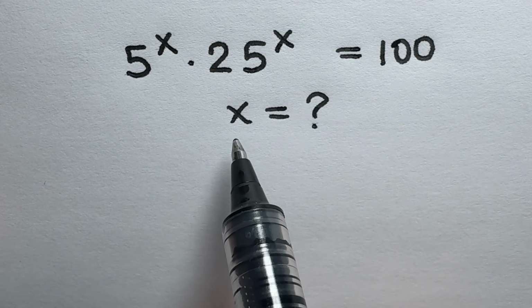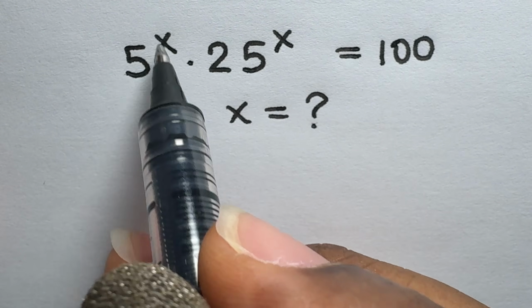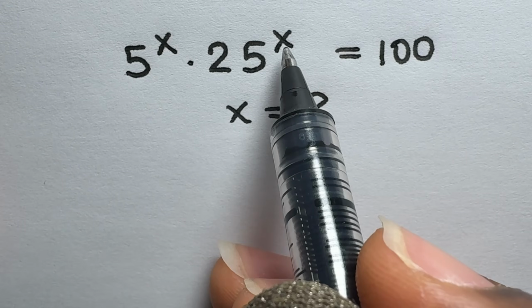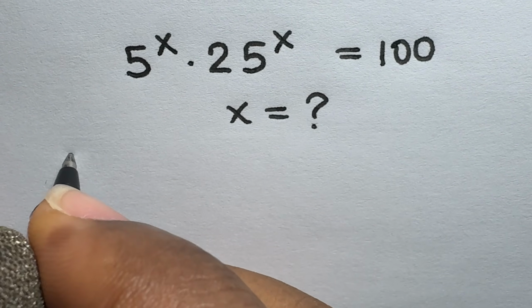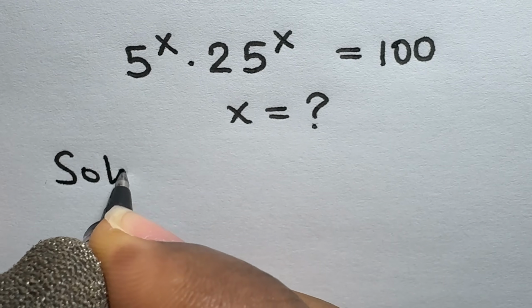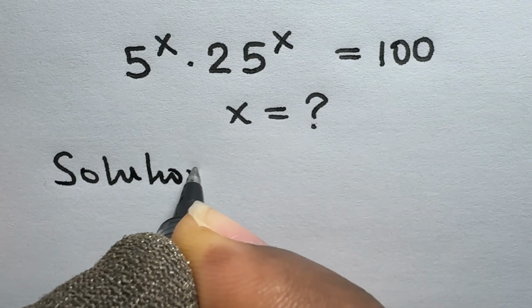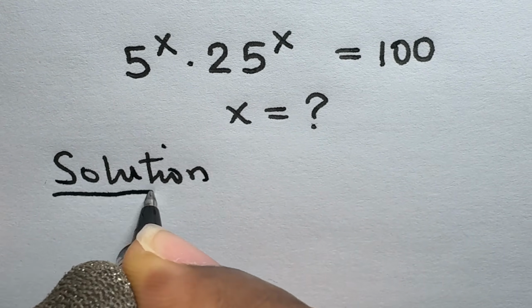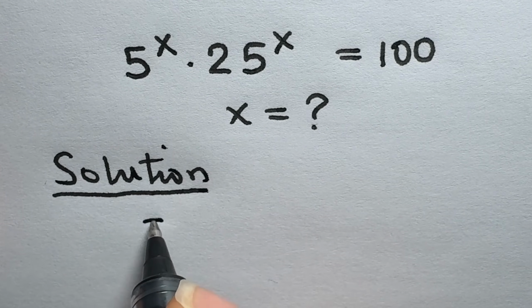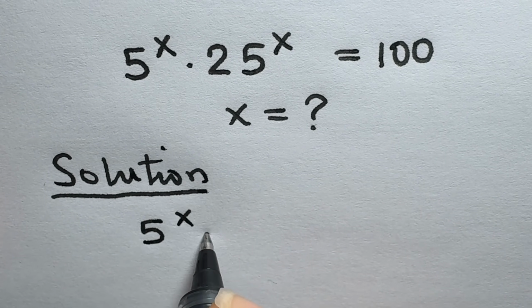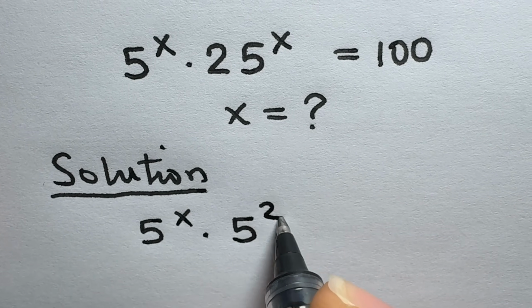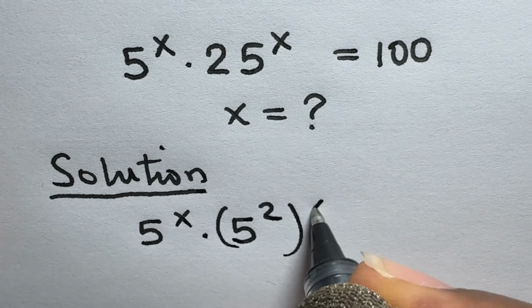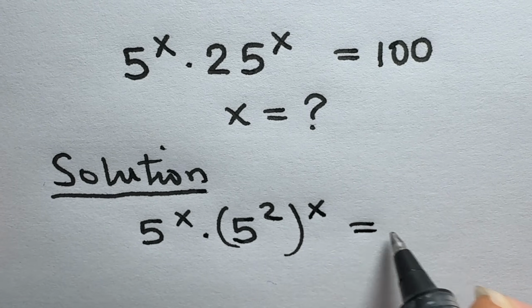In this video, let us solve for x given 5 raised to power x times 25 raised to power x is equal to 100. So we have 5 raised to power x times 25 raised to power x. 25 here is 5 raised to power 2, then raised to power x to give us 100.